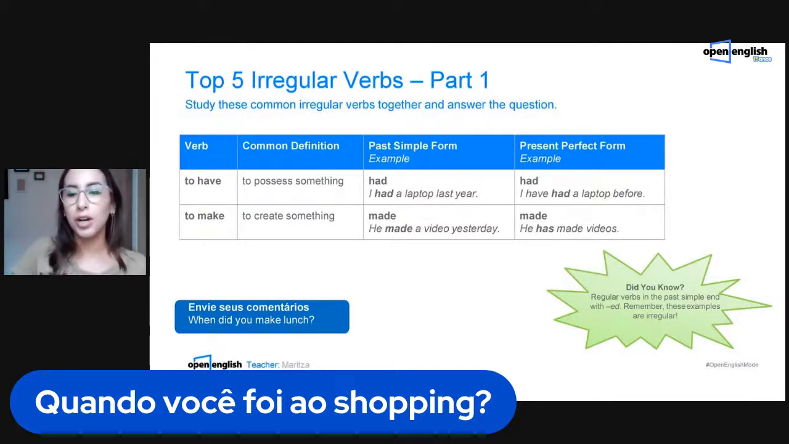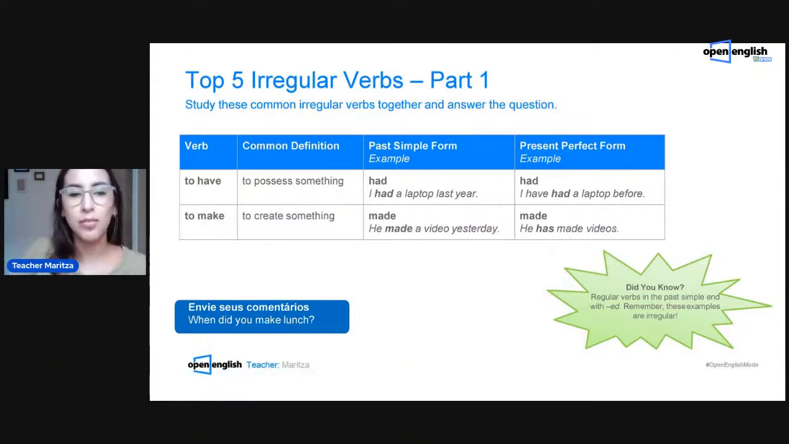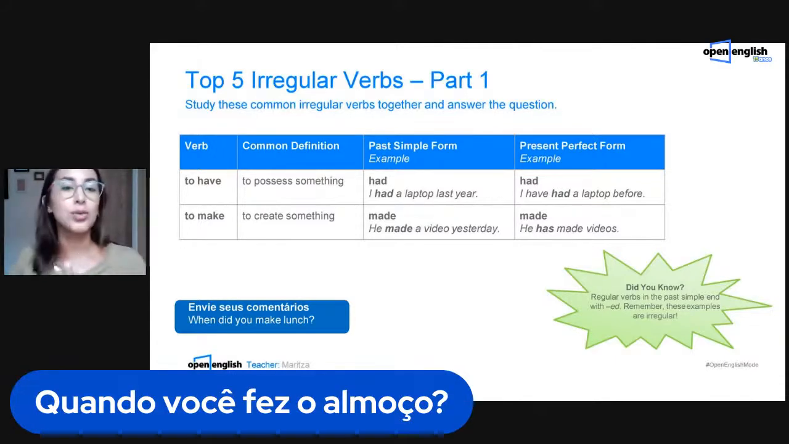All right, what about the verb to make? This is to create something. So for example, past simple: he made a video yesterday. We're talking about a specific point in time, yesterday, and so we use the simple past verb. Or, to use the present perfect to talk about a general point in time in the past, we can say he has made videos.